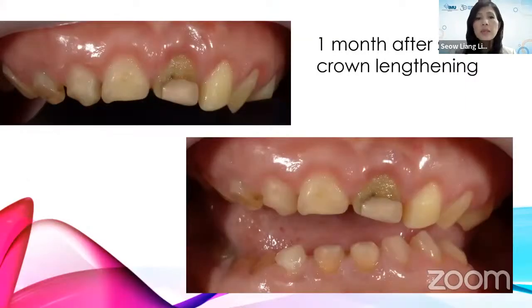So these are the results that we get. I'm very fortunate to have a periodontist in the school who is very skillful. So this is the result after a month or so.